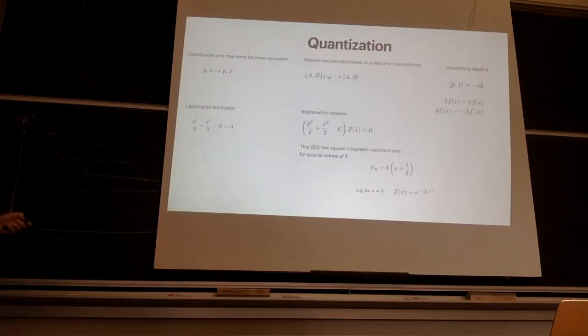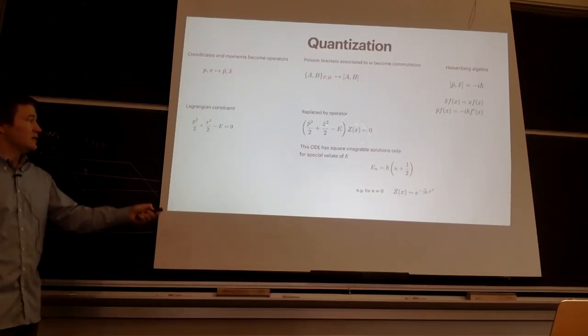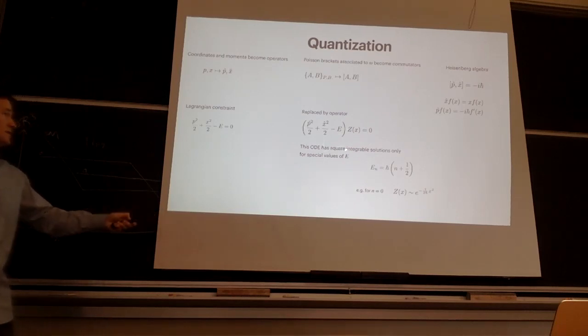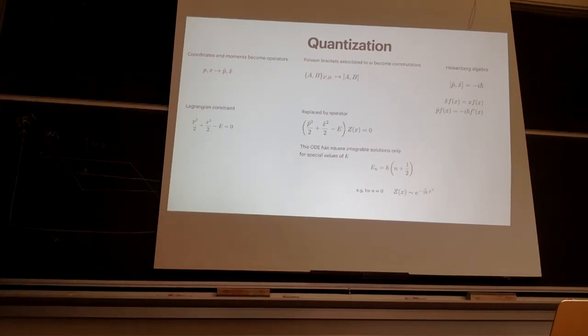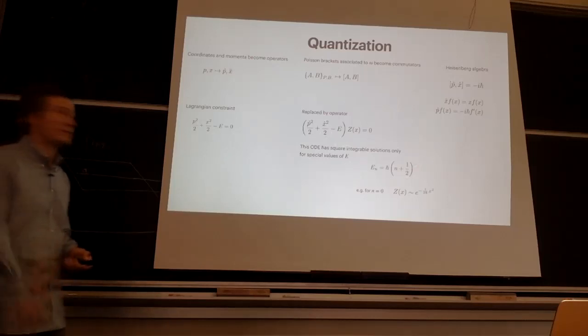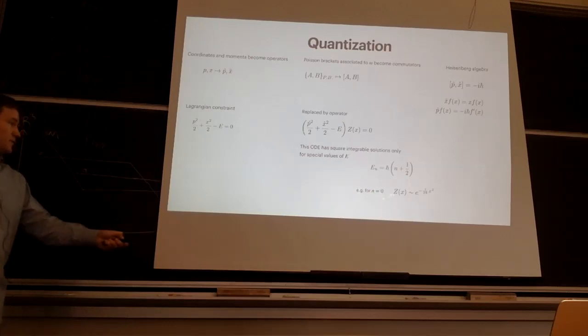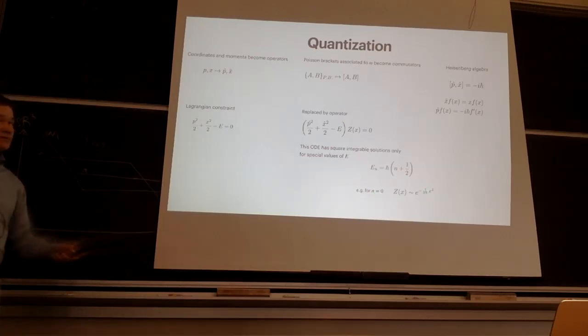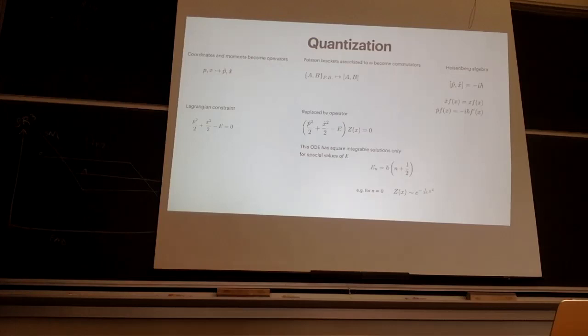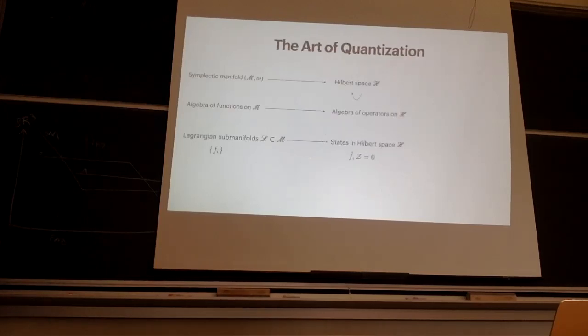And the Lagrangian constraint is upgraded to an operator. That becomes a Schrödinger operator, a holomorphic Schrödinger operator, which is an ordinary differential equation. In this case, it has square integrable solutions only for special values of the energy, and that leads us to the quantization conditions. The first one is the Gaussian, and then of course there are others. So today you'll be doing similar calculations, only in a much more sophisticated context.